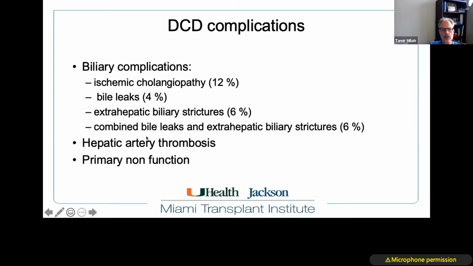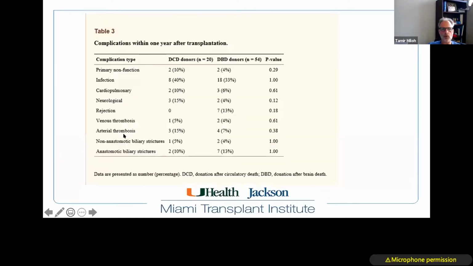The most dreaded complication after DCD in liver are the biliary complications: the ischemic cholangiopathy, bile leaks, extrahepatic biliary strictures, or combined. Some patients are more prone to develop hepatic artery thrombosis and have primary non-function. And here you can see the percentage comparing DCD recipients to DBD recipients, and you can see that at least in this series, there was no difference in the biliary complications after DCDs.